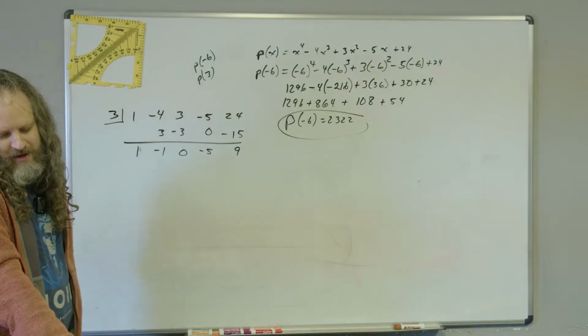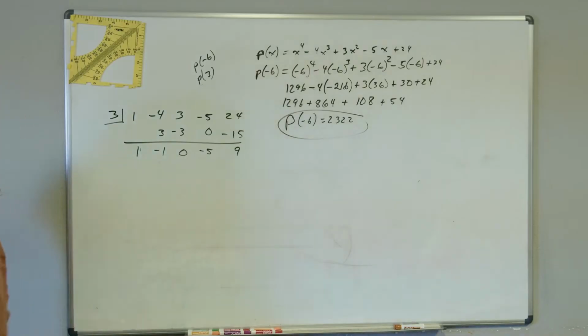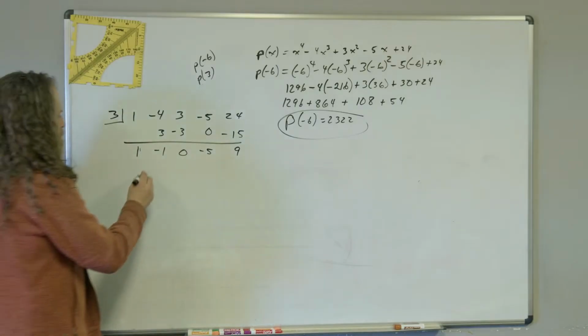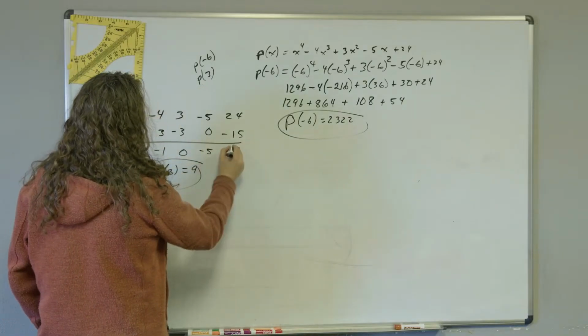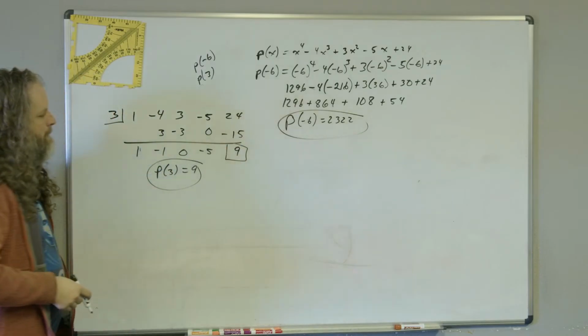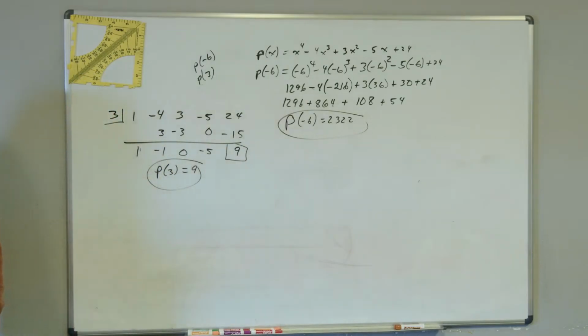What's the answer to P of 3? No, it's not all of that as a number. One of those is the answer. 9. P of 3 is 9. Whoa, that was easier. Why is it 9? Because of the theorem, I don't remember what it's called. Here it says when you do synthetic substitution, the remainder is the answer.